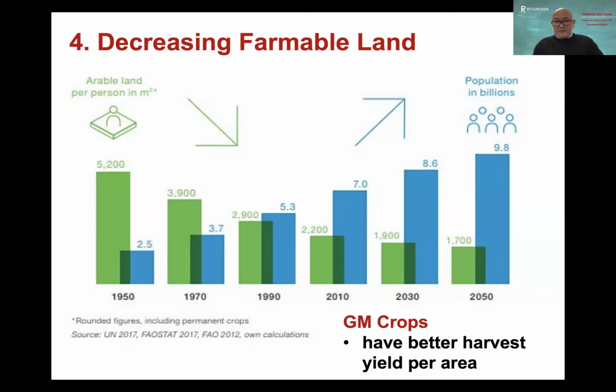From 1950, the population increases up to now, and from 1950, the arable land decreases up to now. So it means that since our population is growing, we are using it for our needs, converting it from farm to cities, for example. And if we use GM crops, we don't need to increase the farmland just to increase the harvest yield, because GM crops can have better harvest yield per area.